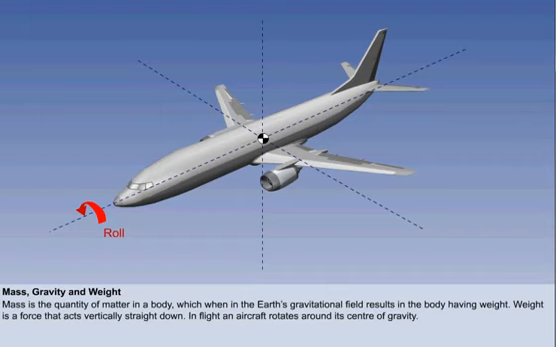This means that the aeroplane always rolls around its centre of gravity. When the aeroplane's nose moves up or down, it is pitching around the centre of gravity. And when the aeroplane's nose moves left or right, it is yawing around the centre of gravity.